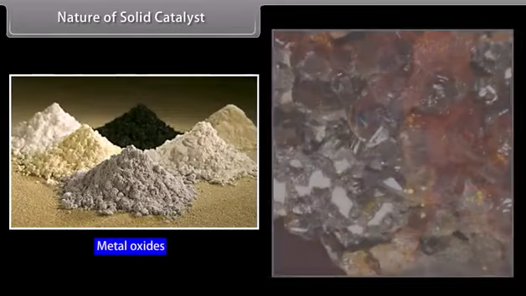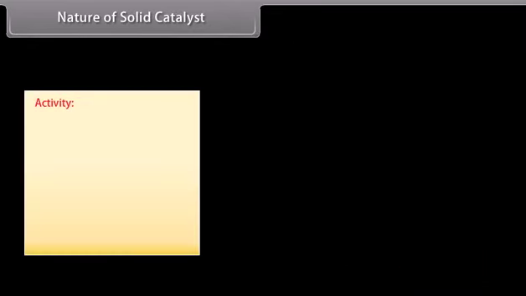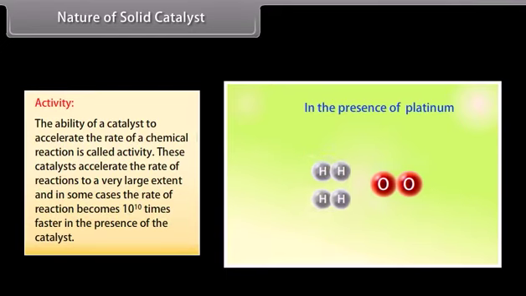Nature of solid catalyst. Metals, alloys of metals, metal oxides, metal sulfides, or mixtures of these are generally used as solid catalysts. The two important aspects of solid catalysts are activity and selectivity. Activity: the ability of a catalyst to accelerate the rate of a chemical reaction is called activity.